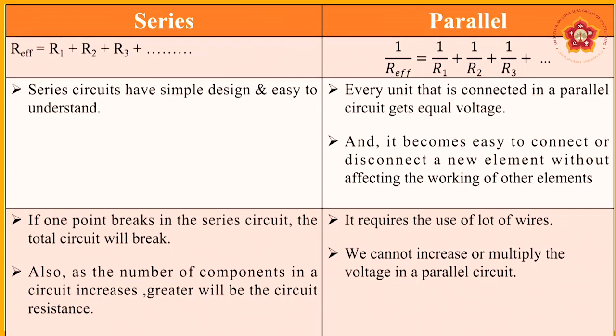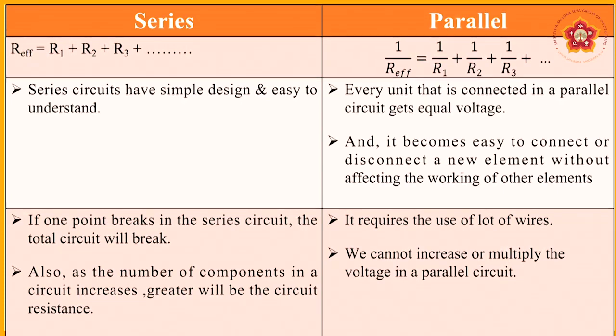So any number of components or resistors that you connect in the parallel circuit, every resistor gets the equal voltage. So that is one advantage of the parallel circuit. And then it becomes easy to connect or disconnect a new element without affecting the working of other elements. This is very important and a major advantage of the parallel circuit, because if you don't want a component, you can remove it. If you want, you can add it. This will never break the circuit chain because branching happens.